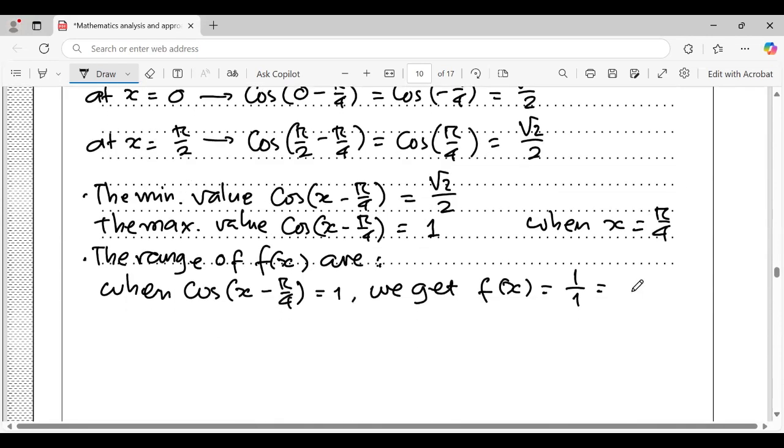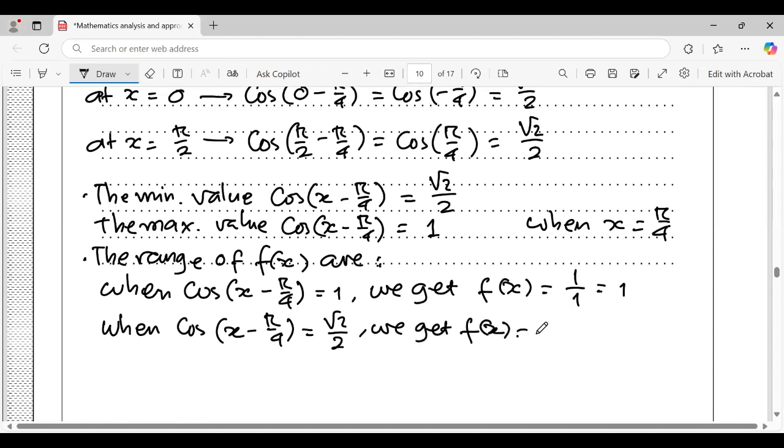Yeah, so 1 over 1 is 1. Now, when cosine of (x minus pi/4) equals square root 2 over 2, we get f(x) equal to 1 over (square root 2 over 2). It is 2 over square root 2. Multiply by square root 2 over square root 2, it is square root 2.